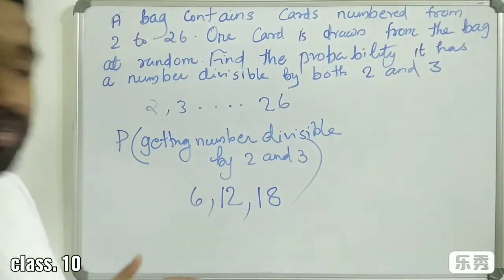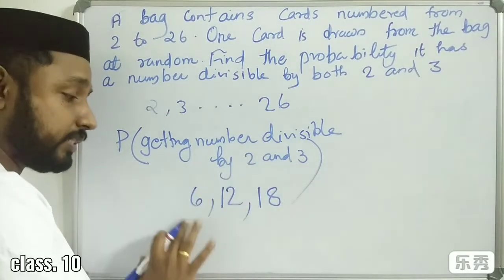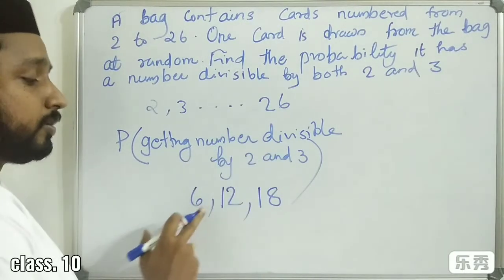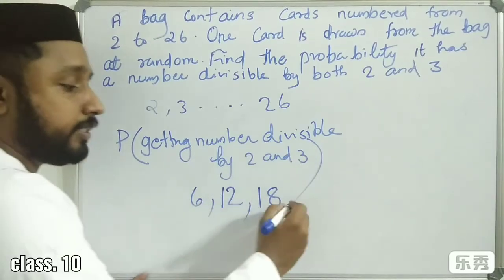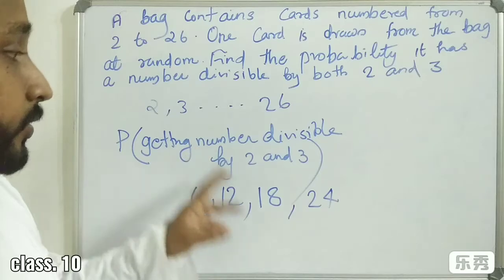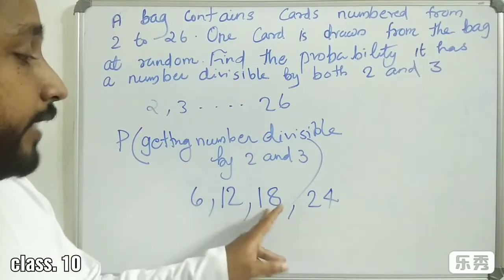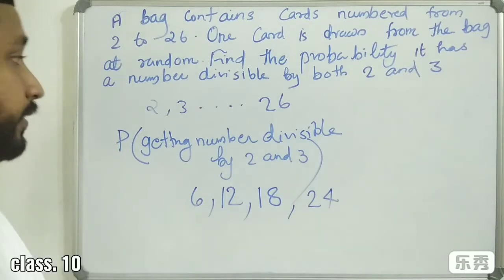Or simply let us find the multiples of 6. Numbers divisible by 2 and 3 are multiples of 6. So 6, 12, 18, 24. So numbers divisible by 2 and 3 between 2 and 26 are 6, 12, 18, 24.